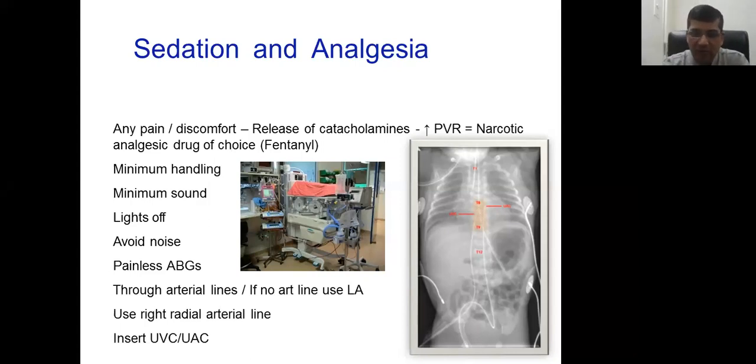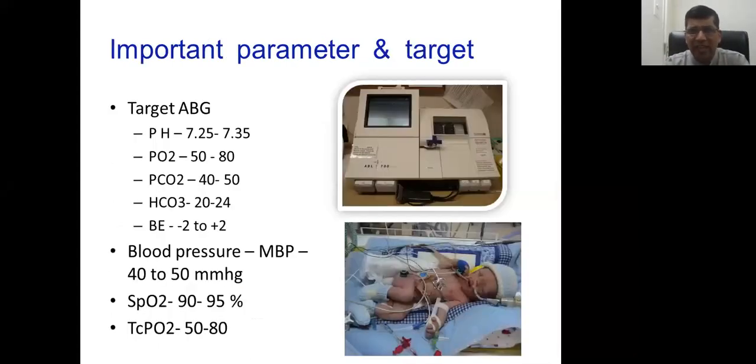That is very important. And that's what I've written, that is what we want, target ABG. We also want a normal blood pressure, preferably between 40 and 50. You also don't want too much, you also don't want too little. Normal saturation 90 to 95. If you are using transcutaneous monitoring, very few units in India have transcutaneous PO2, PCO2. If you have that facility, then use transcutaneous PO2, PCO2, again in the normal range.